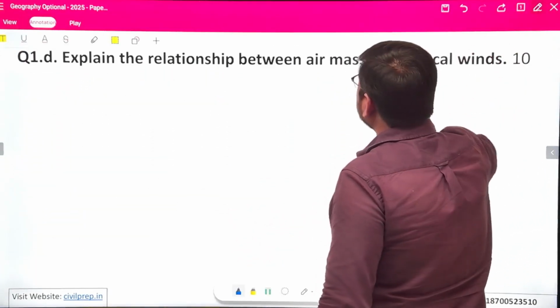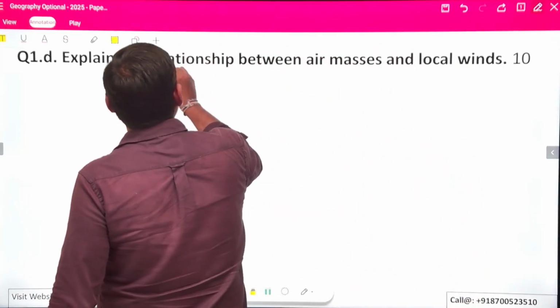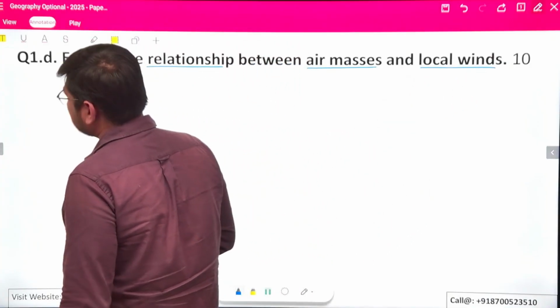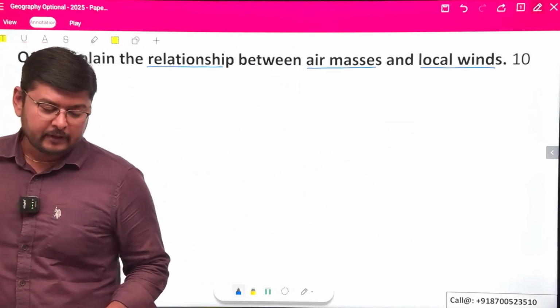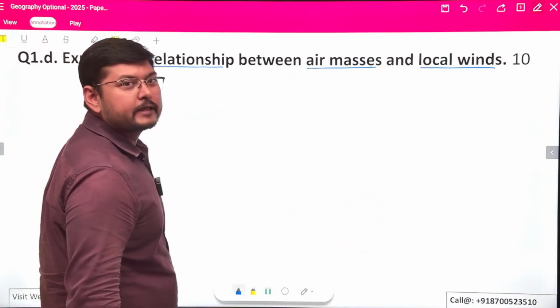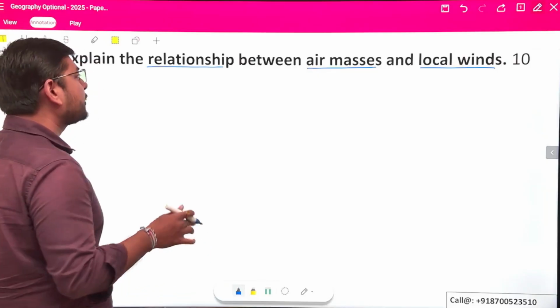Going to the next question. The next question here is with respect to the relationship between air masses and local wind. Now, this is a very simple question, I believe. In this question, we need to explain what air masses are and what local winds are, and we need to establish a relationship between the two aspects here.